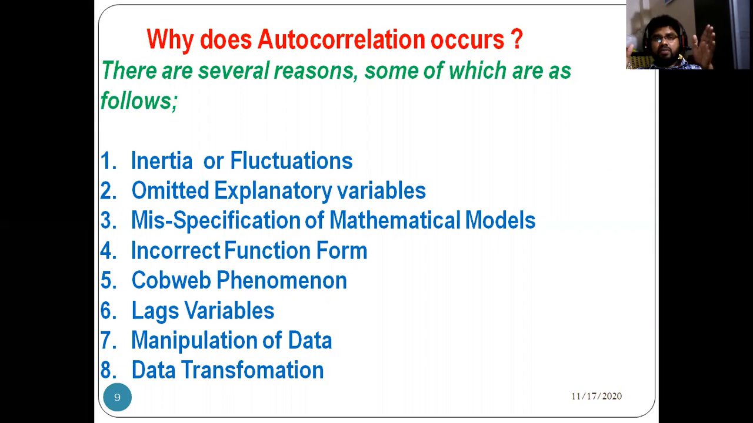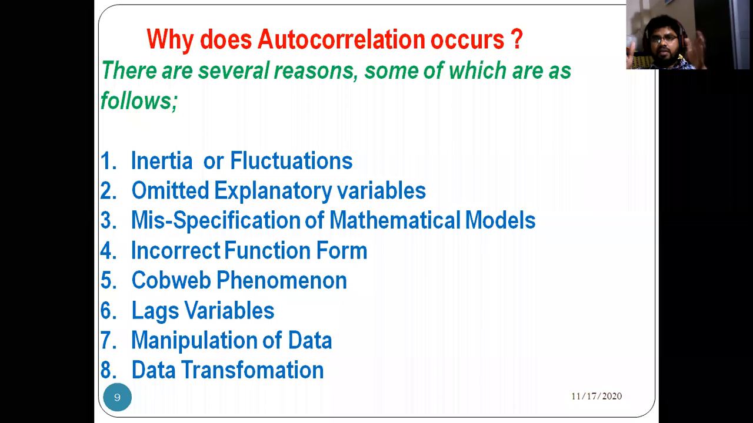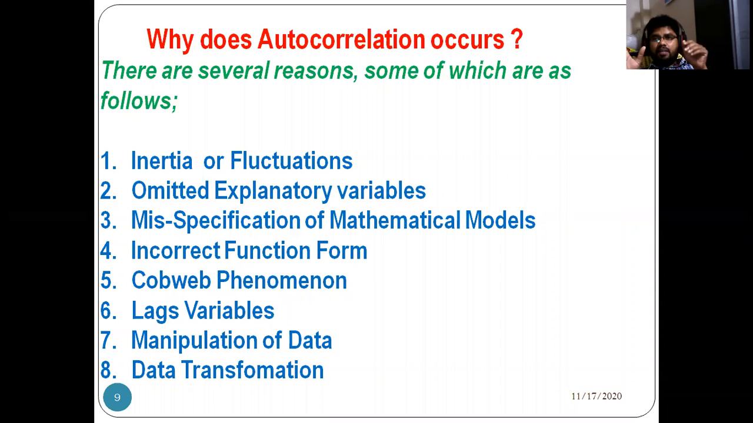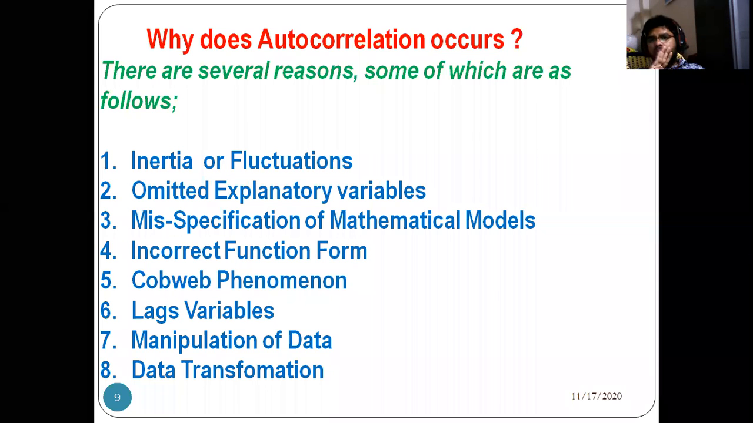So you need to take careful observations when you are doing multiple regression. There are 8 main problems which can be reasons for an autocorrelation problem. These are the 8 major problems: inertia, omitted explanatory variable, misspecification of mathematical model, incorrect functional form, cobweb phenomenon, lagged variable, manipulation of data, and data transformation.